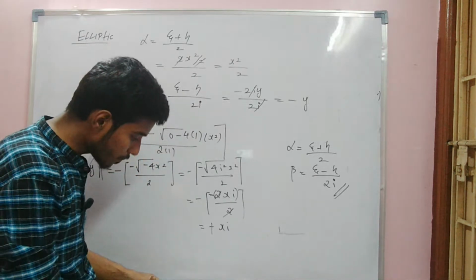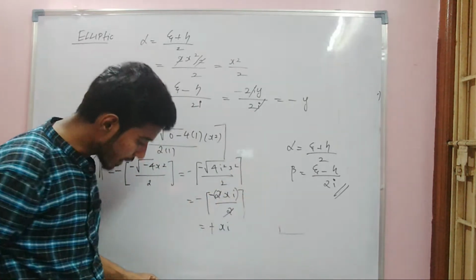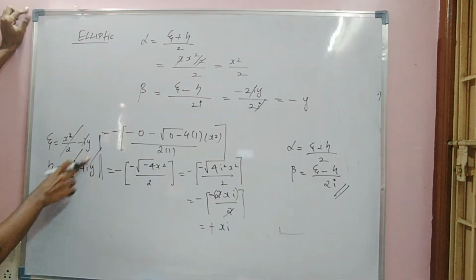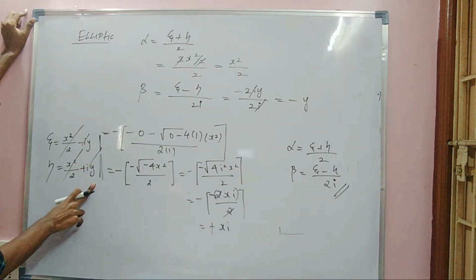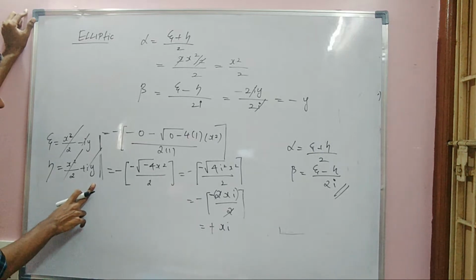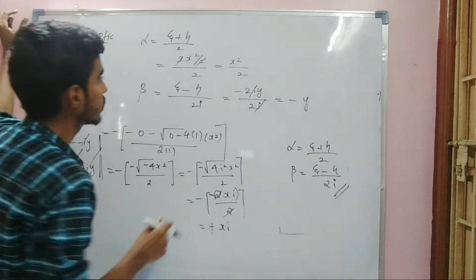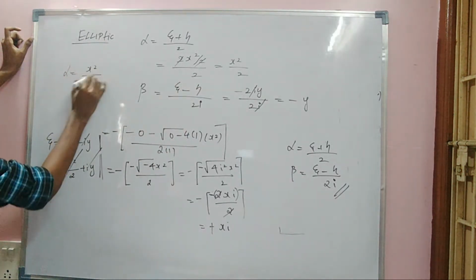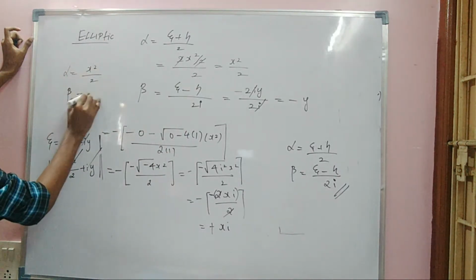Yes, theta plus eta by 2, theta minus eta by 2i. So when I subtract this, we will have minus 2iy divided by 2i. Yes, minus y. So this is our alpha. So our alpha is x square by 2 and our beta is minus y.